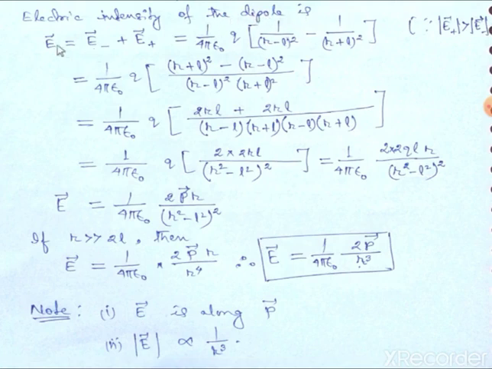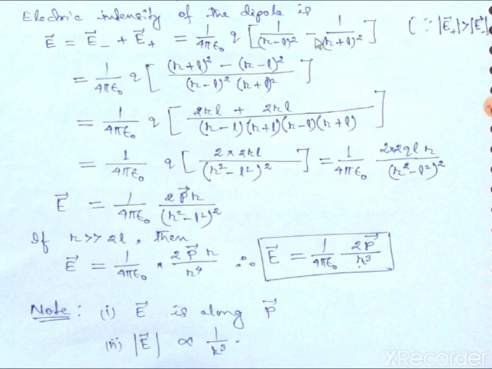E vector is equal to E plus vector minus E minus vector. This will be equal to 1 by 4 pi epsilon naught times q, whole into 1 by (r minus l) whole square minus 1 by (r plus l) whole square.